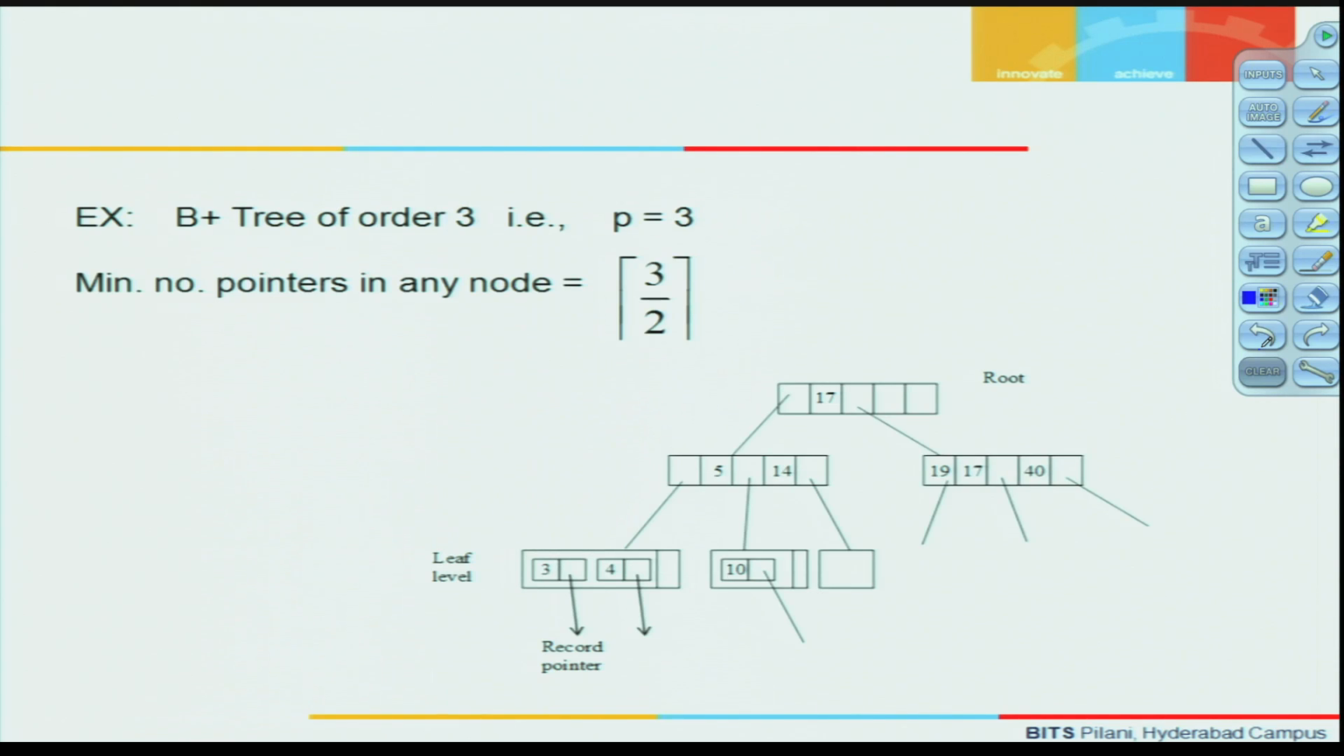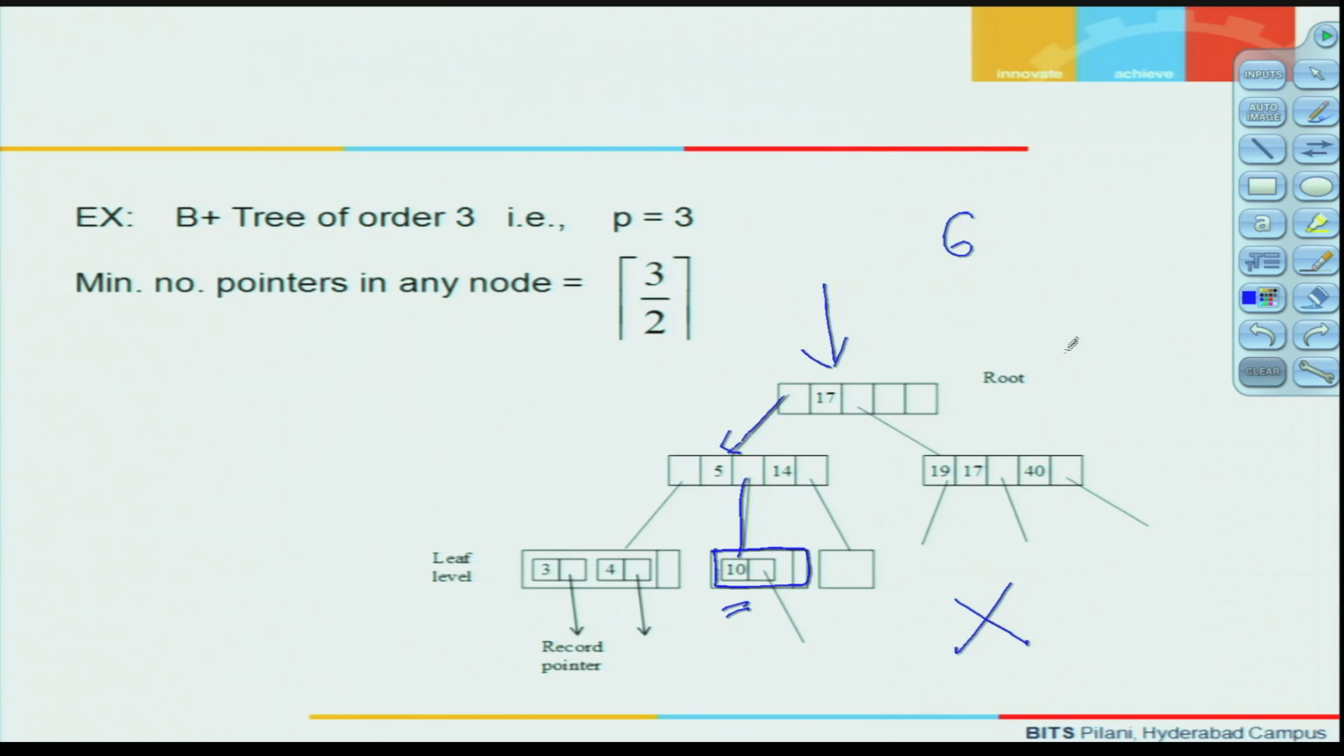If you carefully observe the B plus tree, suppose I am searching for a record with key value 6. I start my search with the root, and 6 is definitely less than 17. That's why I take this path, and then 6 is greater than 5 and less than 14. I take this path and reach the leaf level. But unfortunately at the leaf level I don't find any entry with key value 6. Hence my search is a failure.